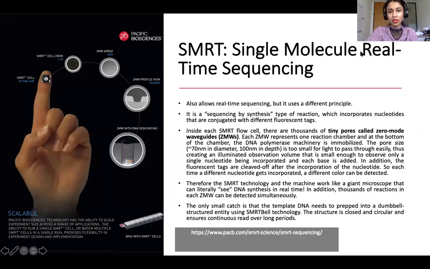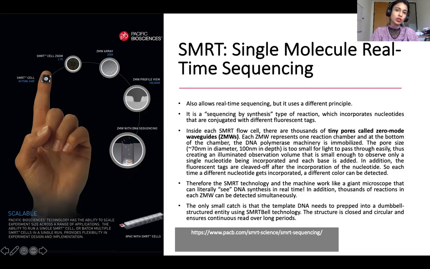The last one that I wanted to mention is another third generation sequencing technology known as SMRT, right? So it is single molecule real-time sequencing. From its name, you know that it also allows real-time sequencing, just like your nanopore, but it uses a different principle. Okay, it is also known as sequencing by synthesis, just like your Illumina sequencing technology and your pyrosequencing technology. It incorporates nucleotides, which are again bound to different fluorescent tags.